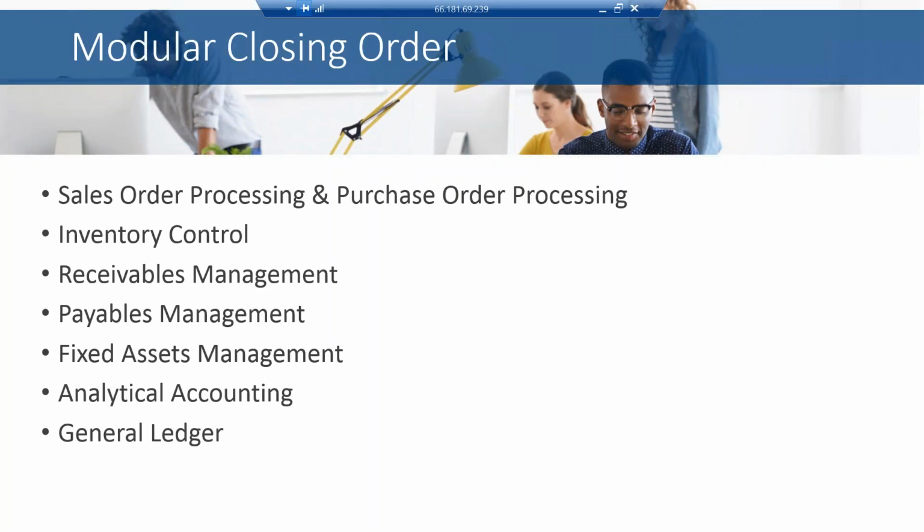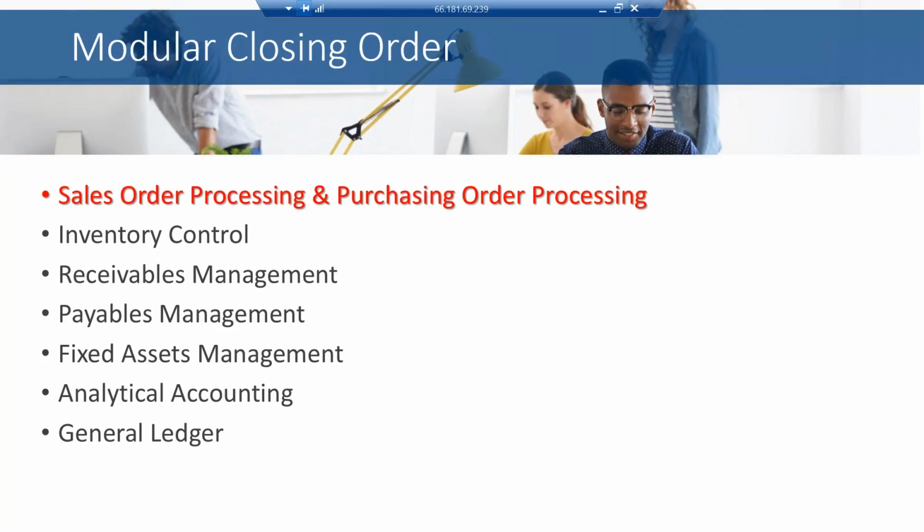And really what I'm talking about there, actually there are three modules. That would be the sales order processing, the purchase order processing, and the analytical accounting modules. So while those modules don't have an official year-end closing process, there are some tasks that you want to make sure you get done before you close the other modules. And so follow this order.